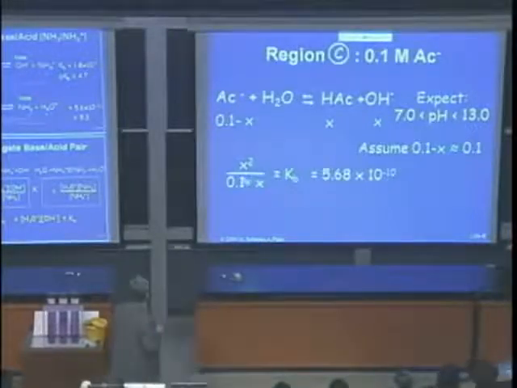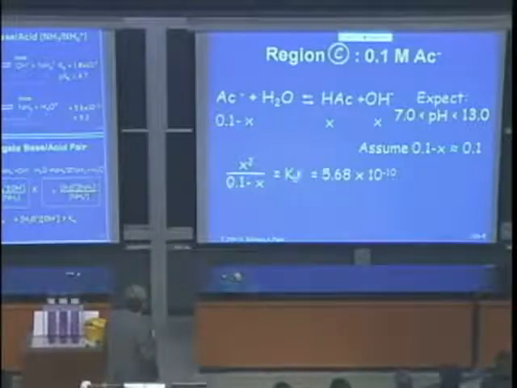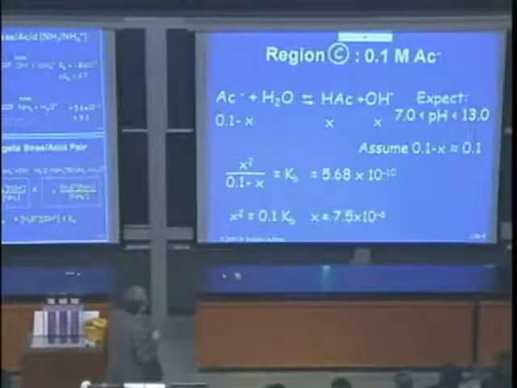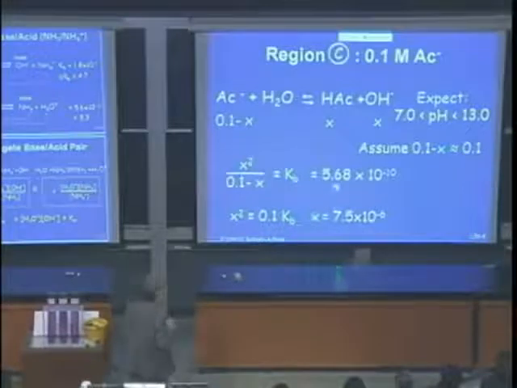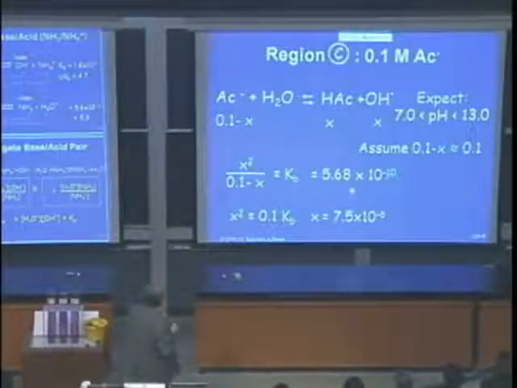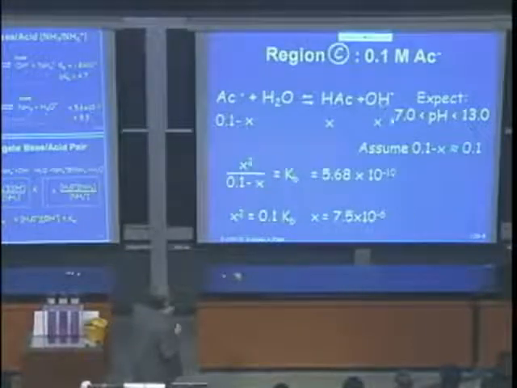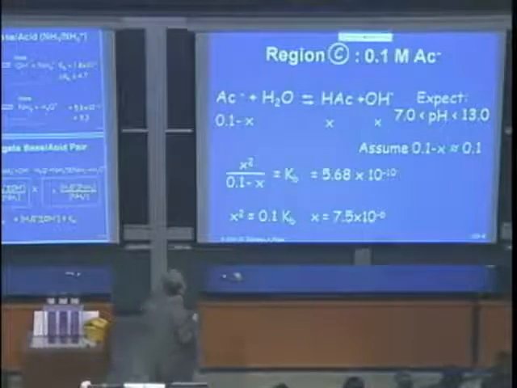So we say, okay, this is X squared divided by 0.1, so X squared equals 0.1 times Kb, and this is 5.68 times 10 to the minus 10. So X is 7.5 times 10 to the minus 6 if I take the square root of this, the square root of 5.68 times 10 to the minus 11. That's 7.5 times 10 to the minus 6. So that's the concentration of undissociated acetic acid, and that's the concentration of OH minus.